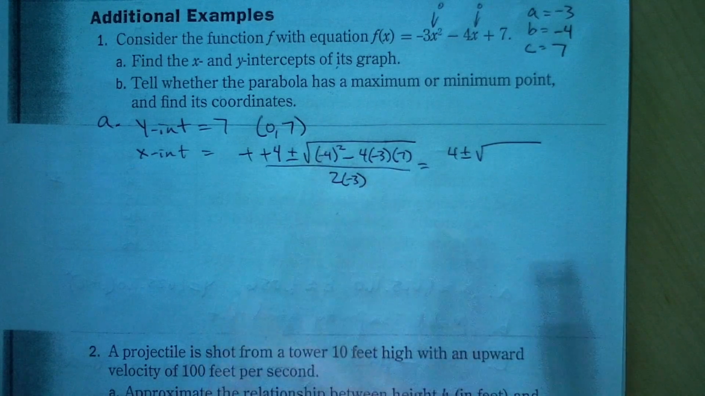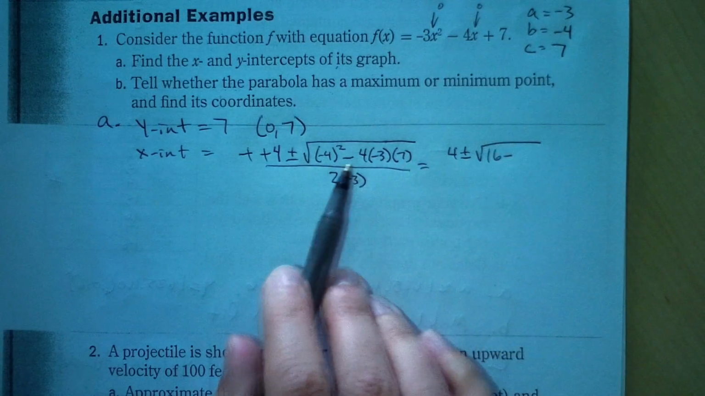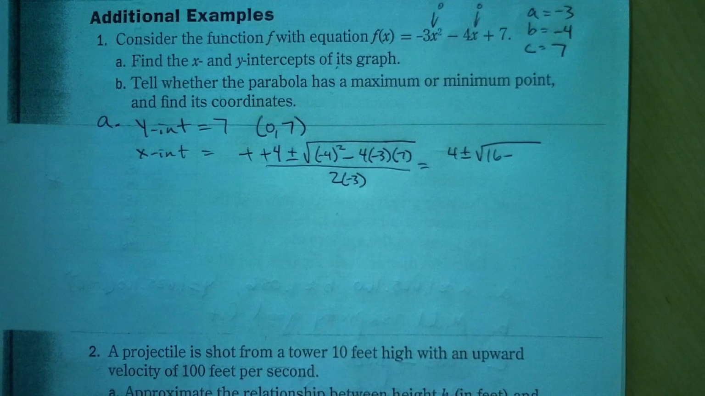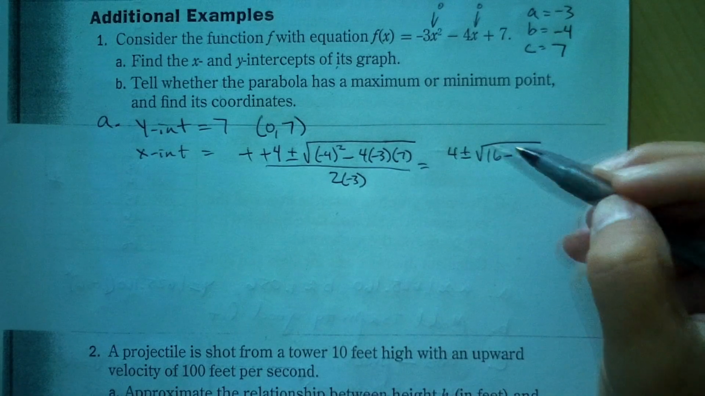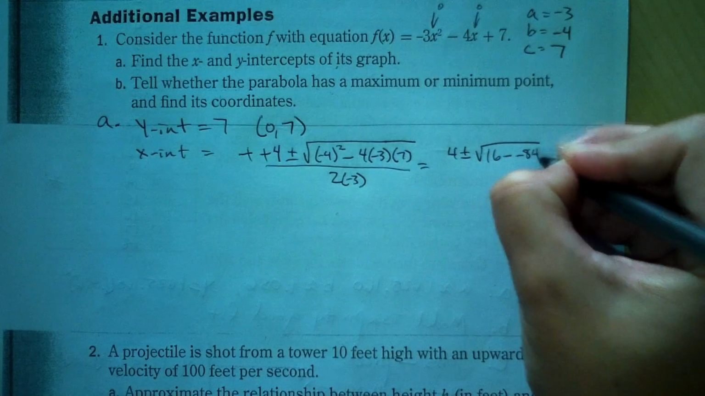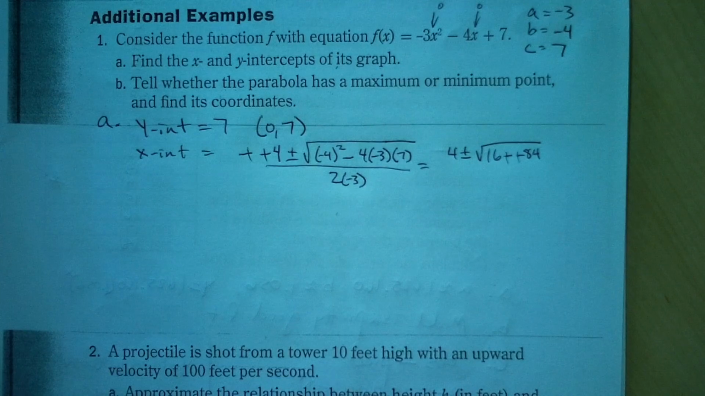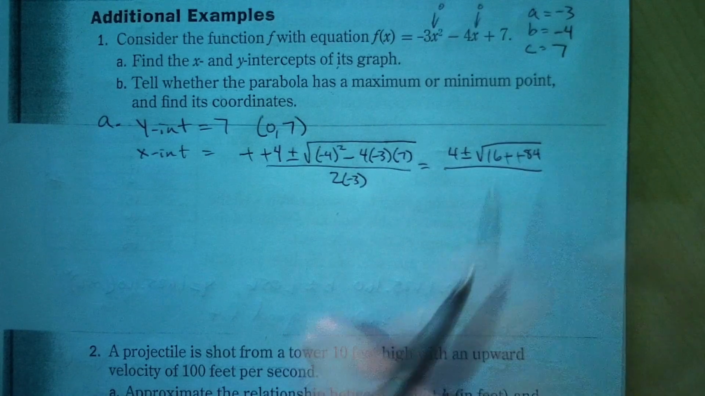Okay. And then I can keep simplifying under my square root, right? Because what's 16 plus 84? 100, which is convenient, right? Because doesn't the square root of 100 come out nice? Yeah, absolutely. What is the square root of 100? 10. So then we'll have 4 plus or minus 10 over -6.